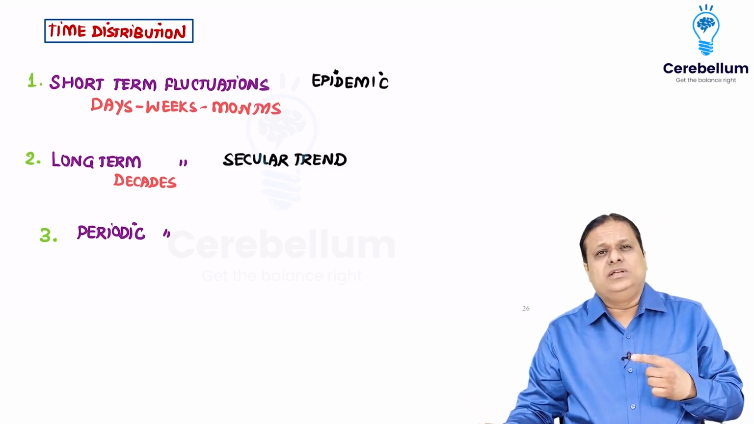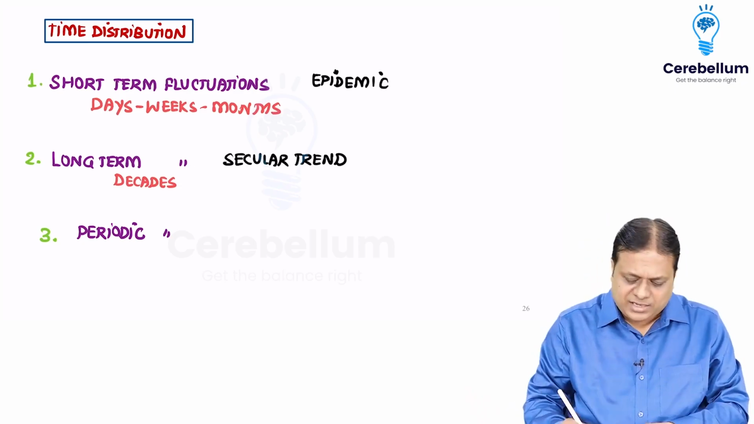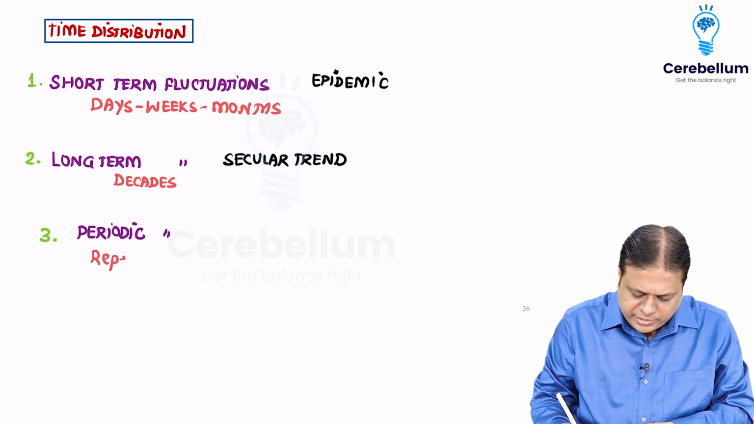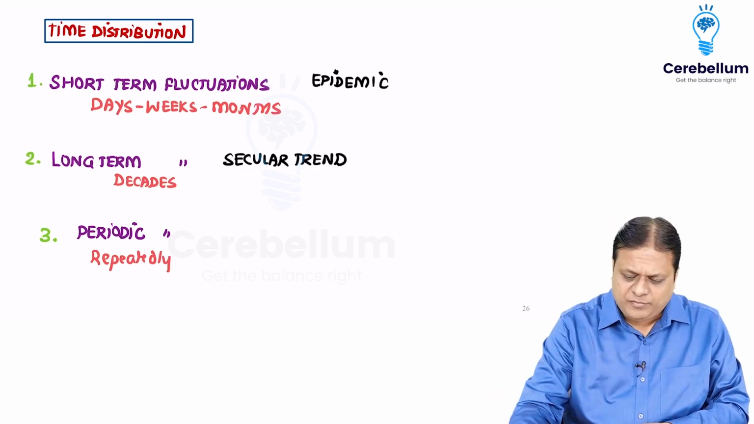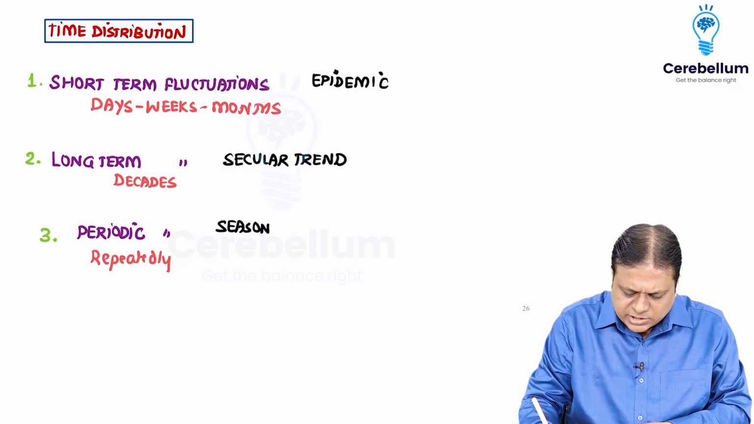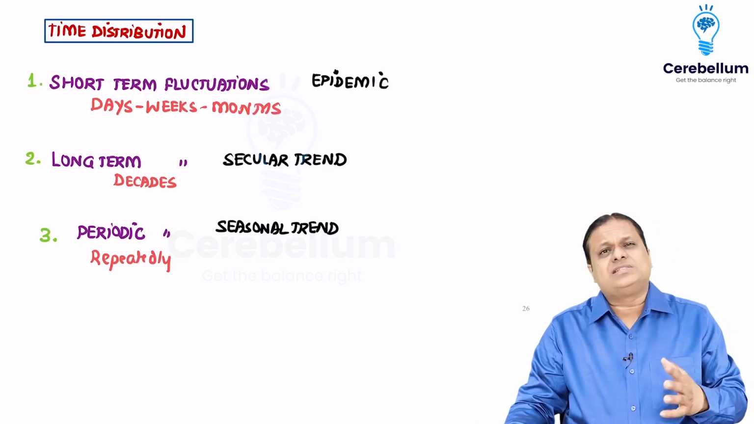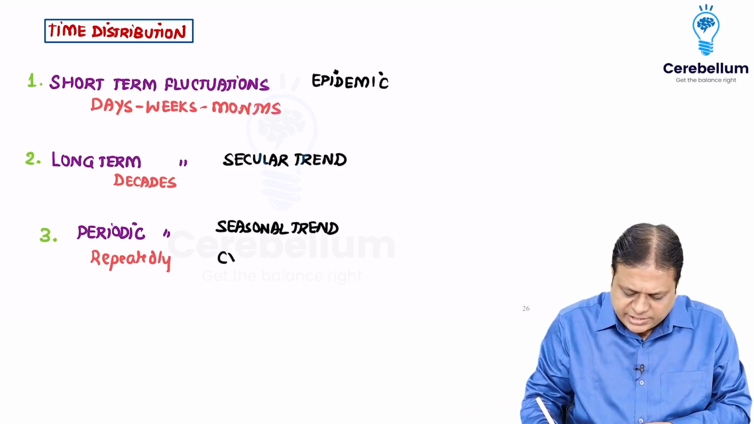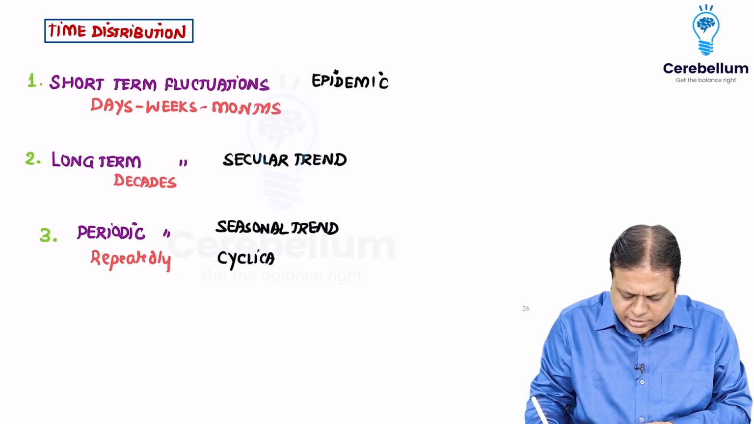Periodic fluctuation occurs again and again repeatedly. This is of two types. If it occurs every season, then it is seasonal trend of a disease. If it occurs after every few years, that is cyclical trend of a disease.